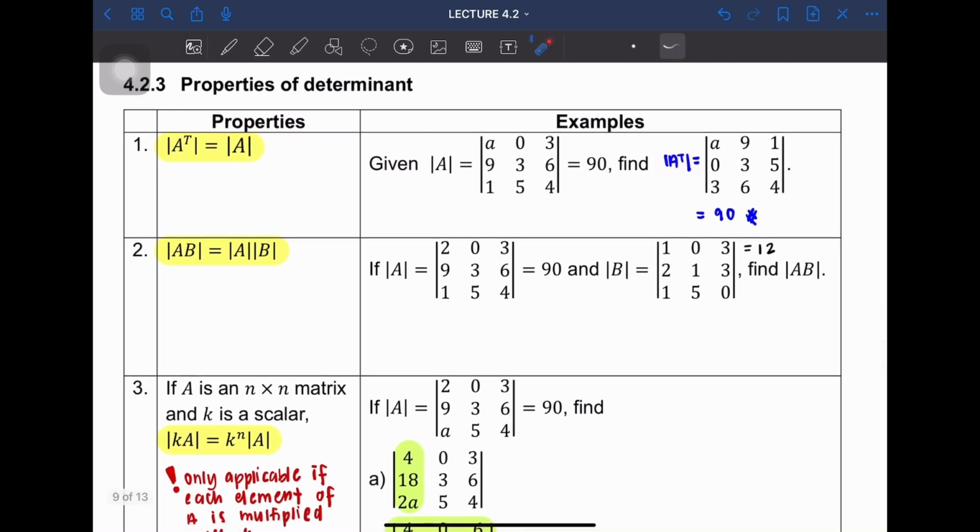The second property is that the determinant of matrix A multiplied with B is equal to the determinant of A multiplied with the determinant of B. For example, we have determinant of A equal to 90 and determinant of B equal to 12. They want us to find the determinant of matrix A multiplied with B. Based on the property, it is simply determinant A multiplied by determinant B. So 90 multiplied by 12 is equal to 1080.